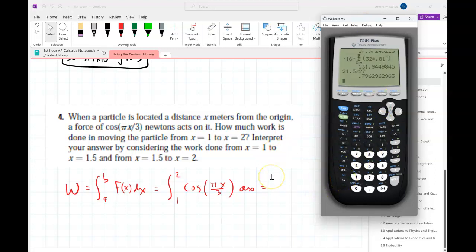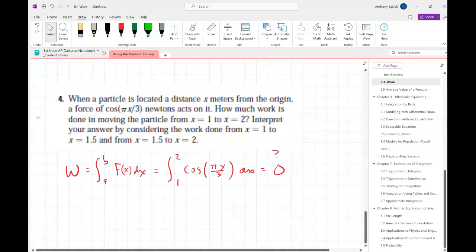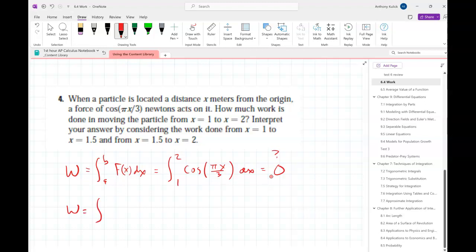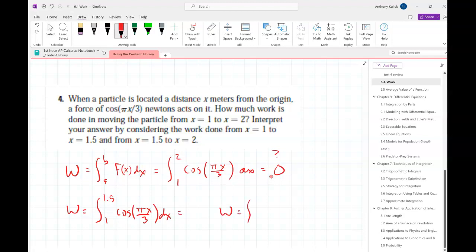Okay. When you get this, I think you get 0, would be my suspicion looking at the problem. I'm going to put a question mark above that. And it says, interpret your answer by considering the work done from 1 to 1.5 and then the work done from 1.5 to 2. And I'm guessing that this is going to be like positive A and this one would be like negative A. And that's how you end up with 0.